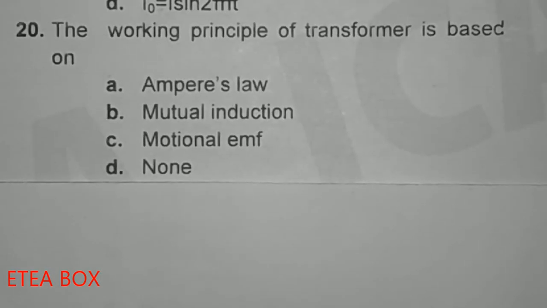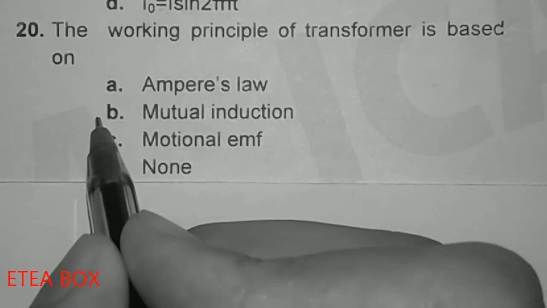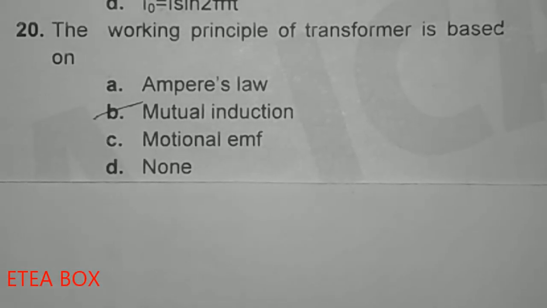The working principle of a transformer is based on mutual induction. We know that in a transformer there is a primary and a secondary coil, okay. The EMF is provided to the primary coil. AC current is provided to the coil, and in turn the current or the EMF is produced because of the mutual induction in the secondary coil, okay. The current is produced in the secondary coil because of the mutual induction, so option B is correct here.